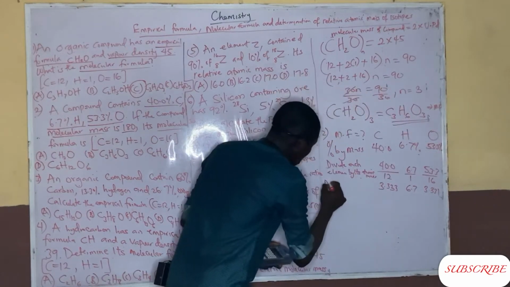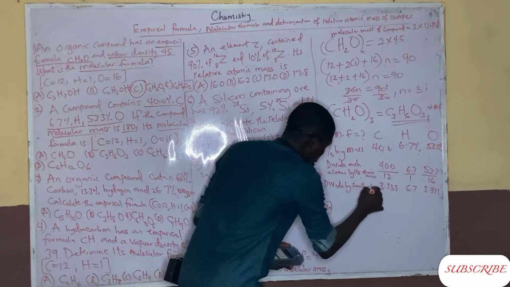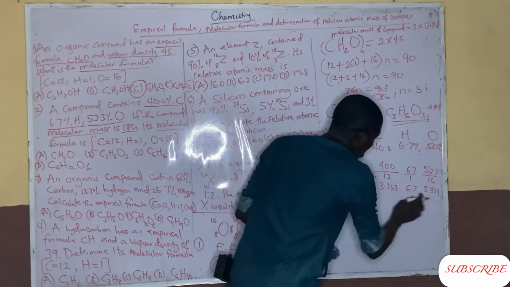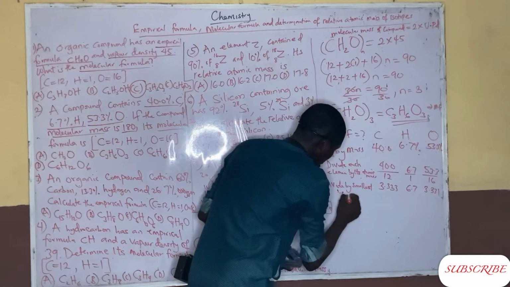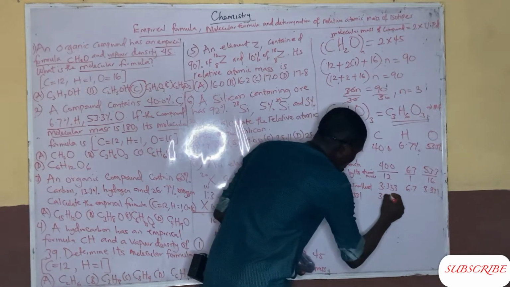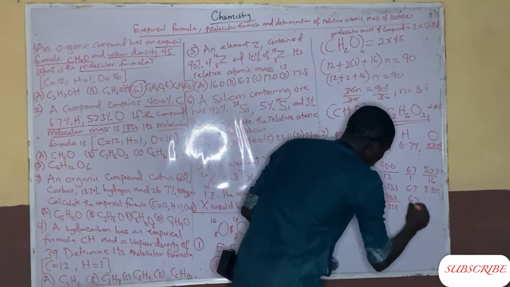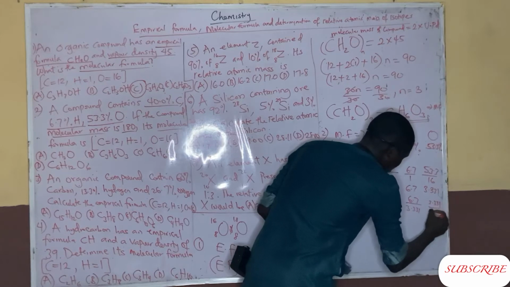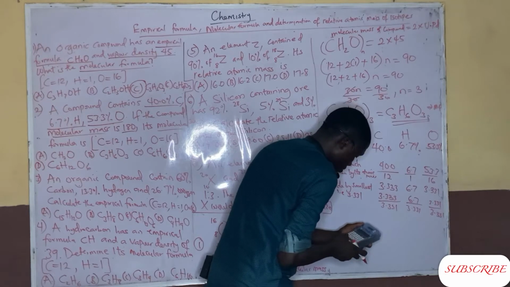Now you divide by the smallest. What's the smallest number here? 3.33. So divide each by the smallest, 3.33. So 3.33 divided by 3.33, then 6.7 divided by 3.33, and then 3.33 divided by 3.33.